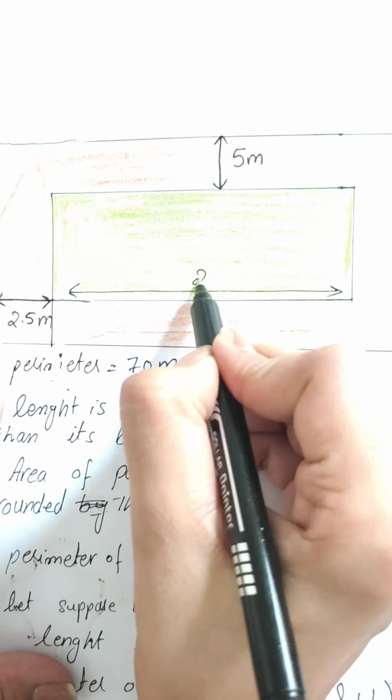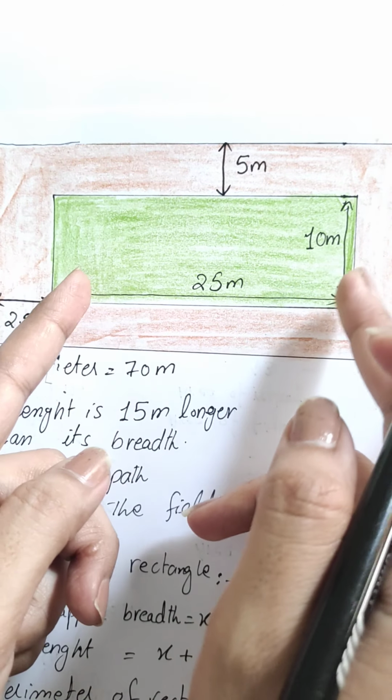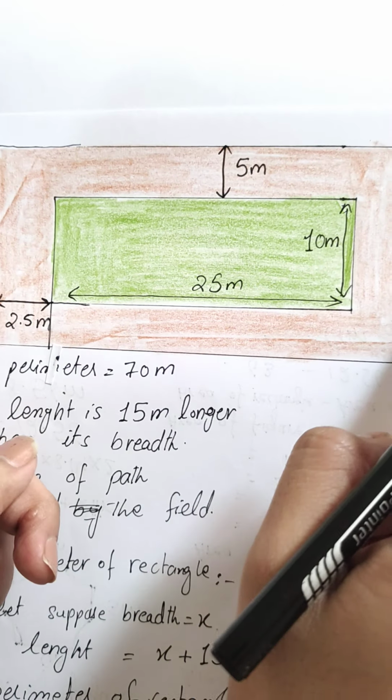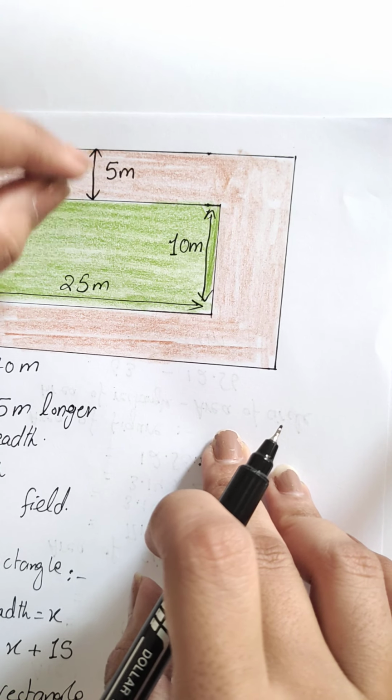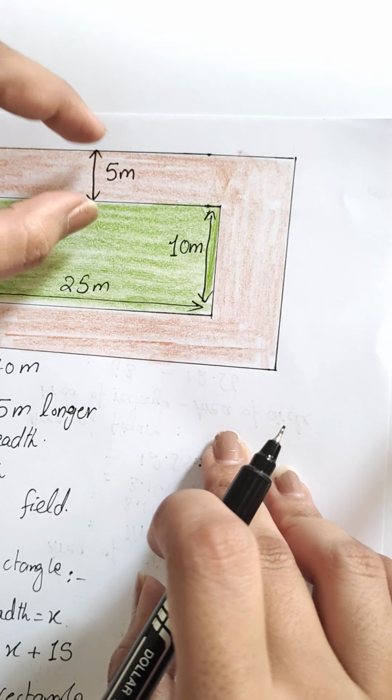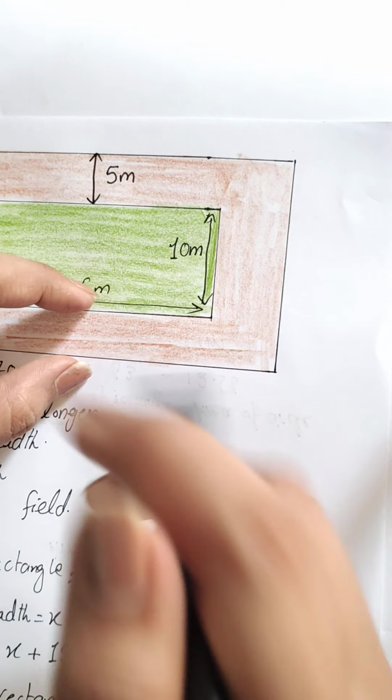Okay, we have one more rectangle which is greater than the inside one. So what will be the breadth of this rectangle? We will find out. How can we find out? Look at this. The 10 meters is here and the path is 5 meters in width. The width of this path is 5 meters, so it is also 5 meters from this side.